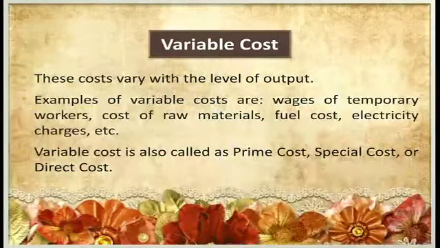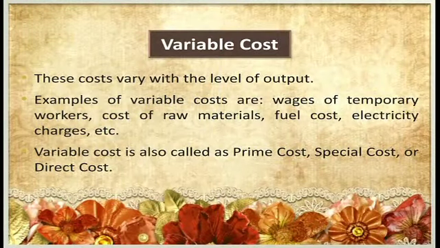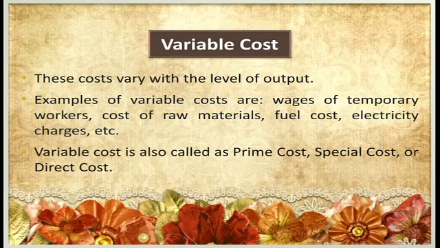And last, variable cost. These costs vary with the level of output. Examples of variable cost are wages of temporary workers, cost of raw materials, fuel cost, electricity charges, etc. And variable cost is also called as prime cost, special cost, or direct cost.